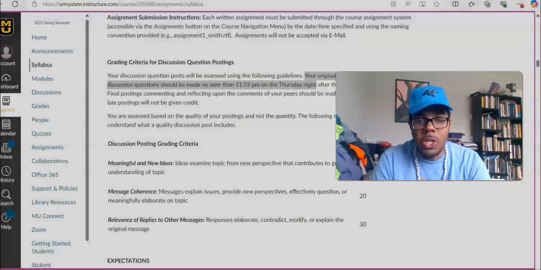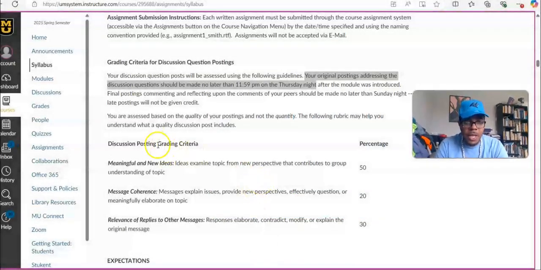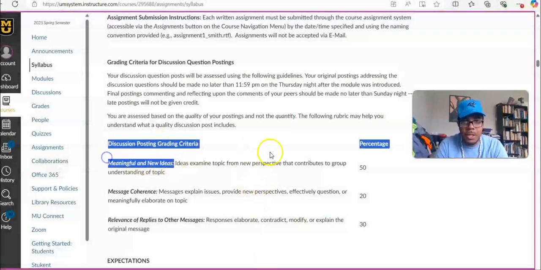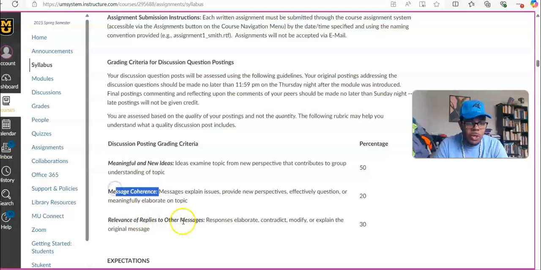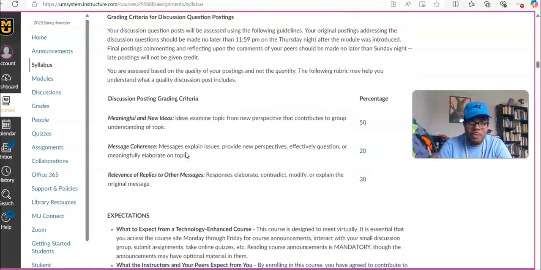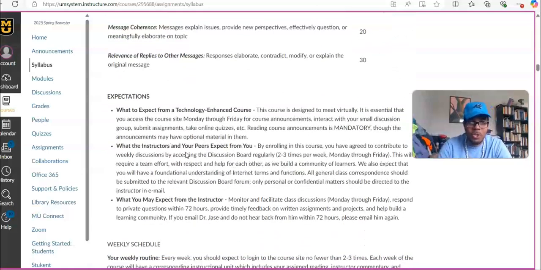All right. So all that to say, yes, your discussion post grading criteria, new and meaningful ideas, that's going to be worth about 50%. Make sure that your messages are coherent and make sure that the replies that you have to your classmates are relevant. Don't just reply with, yeah, sounds good, or yeah, I agree, or something like that. Give them something relevant if you are going to reply to them.